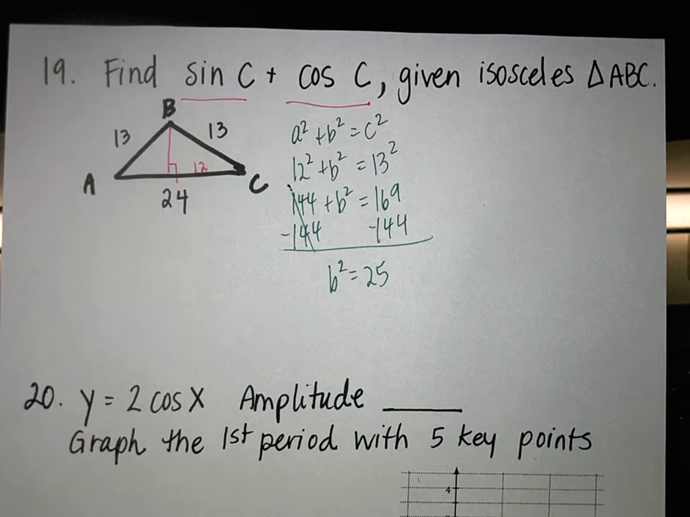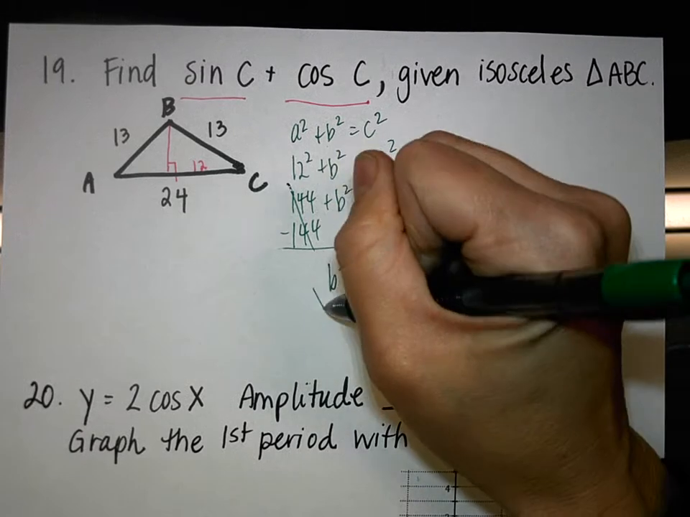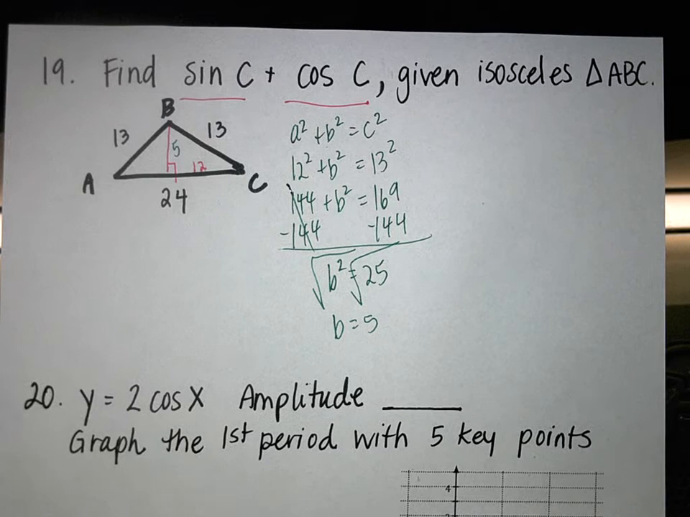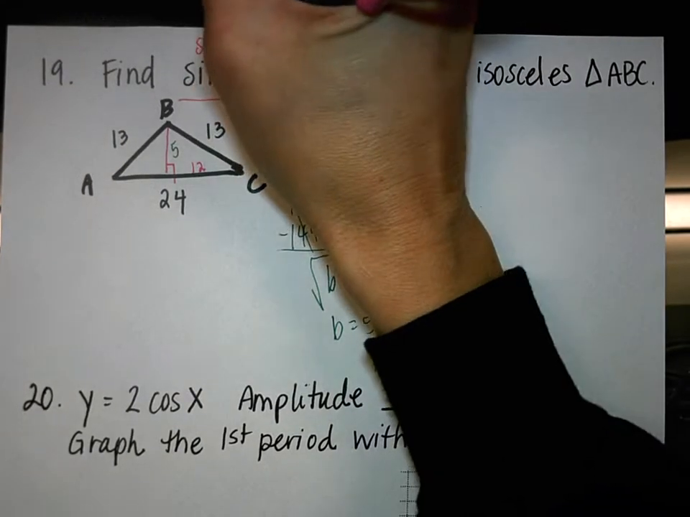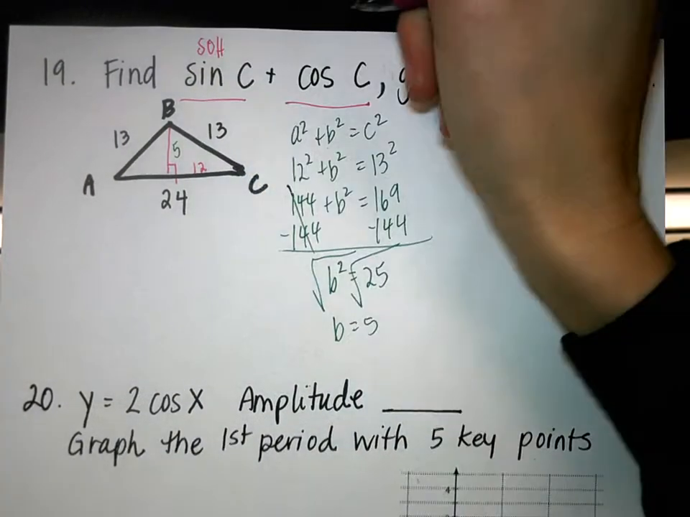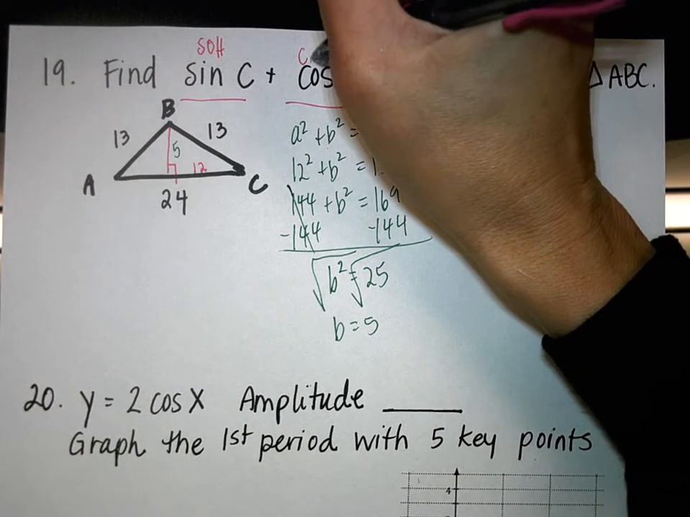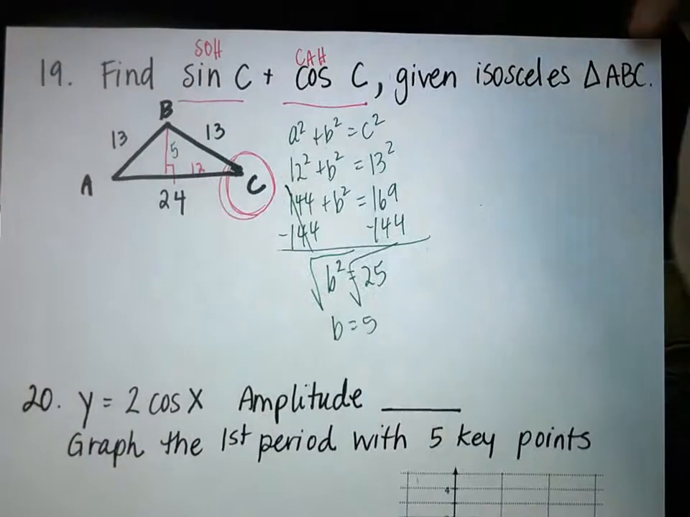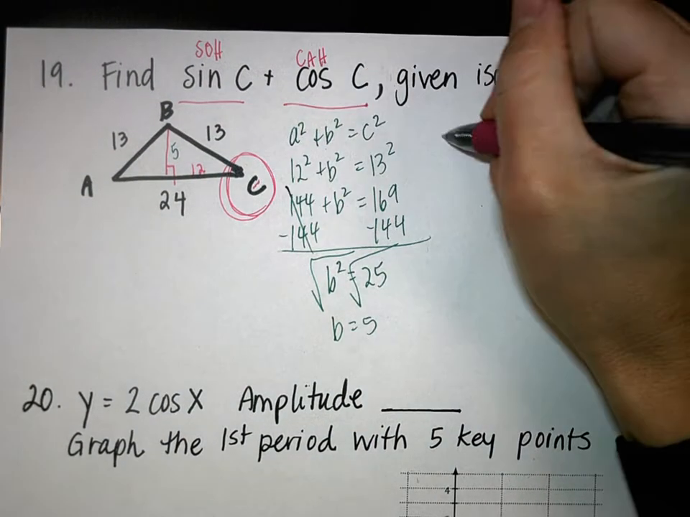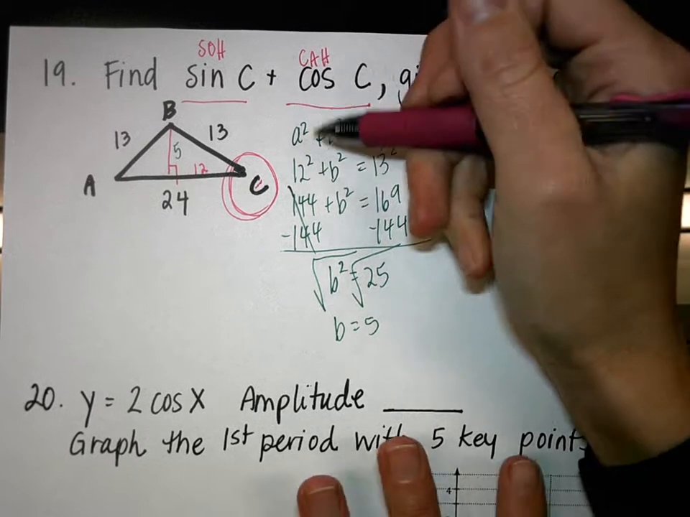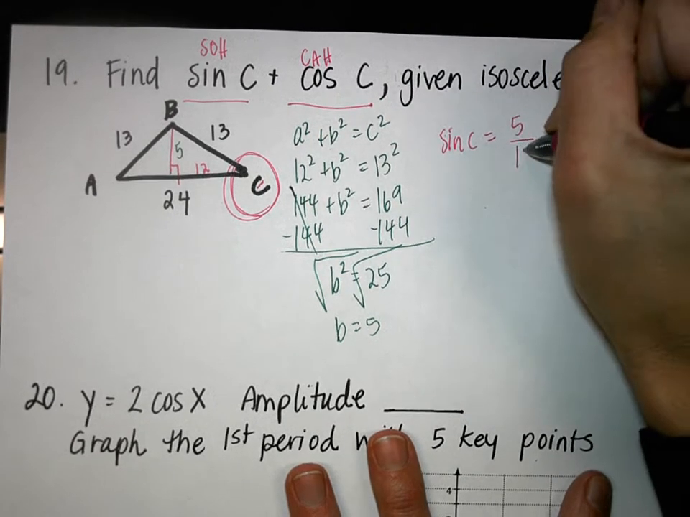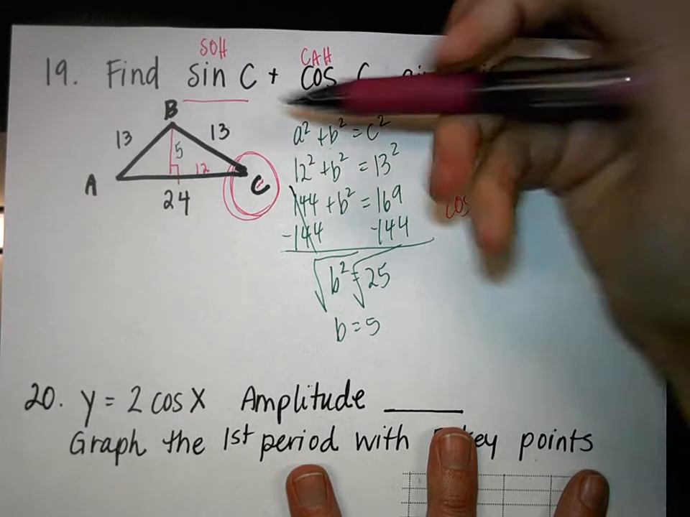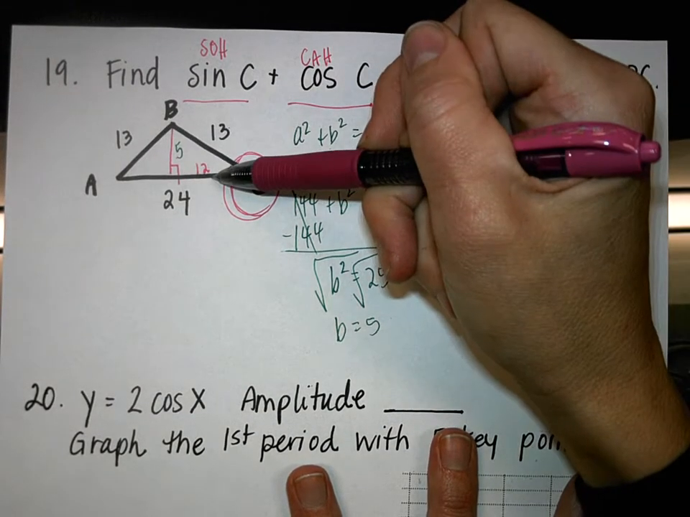In order to now solve for b, we take the square root of both sides, and we get b equals 5. So this side right here is 5. We know that sine is opposite over hypotenuse, and we know that cosine is adjacent over hypotenuse. And so when we're looking at c here, sine of c equals 5 over 13, opposite over hypotenuse. Cosine of c is 12 over 13, adjacent over hypotenuse.